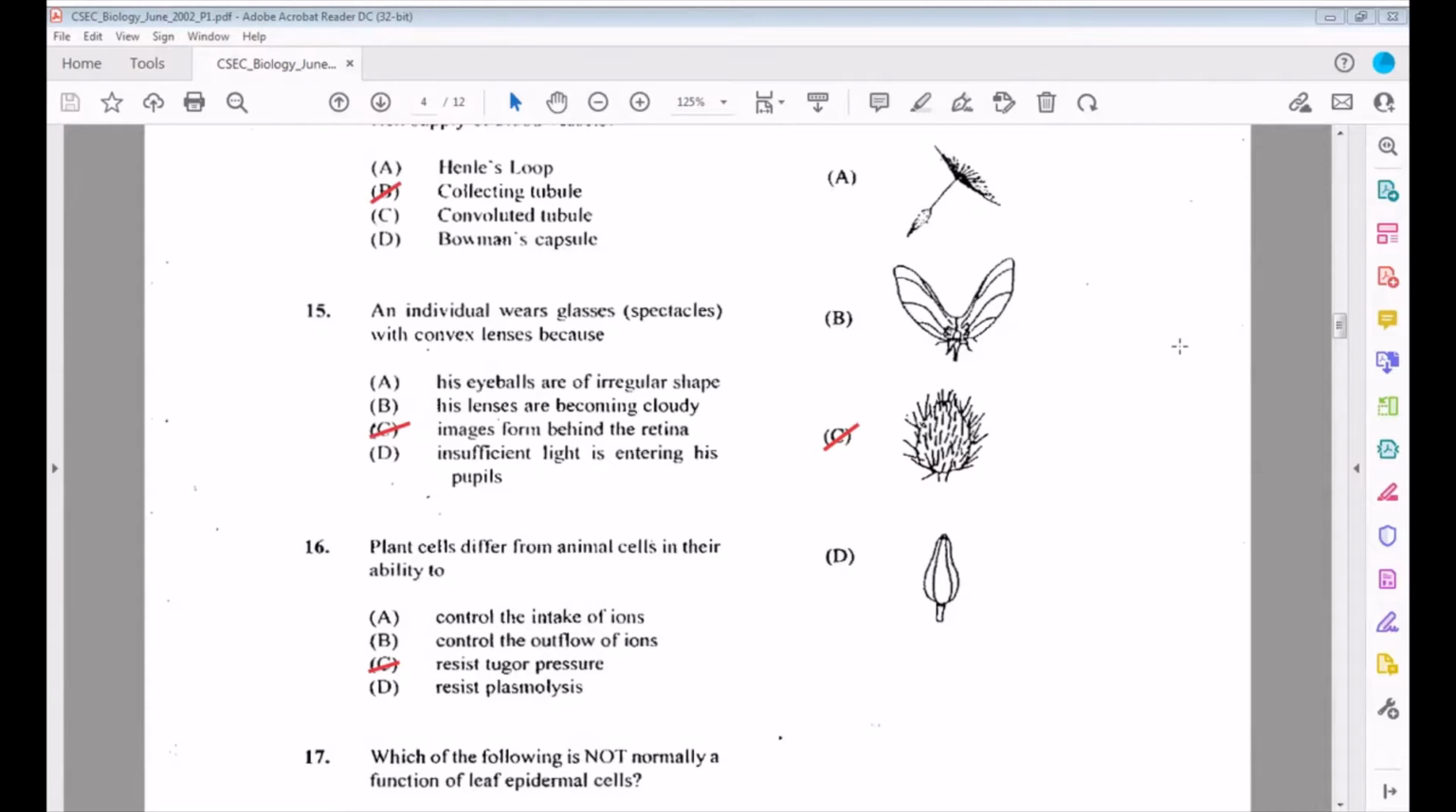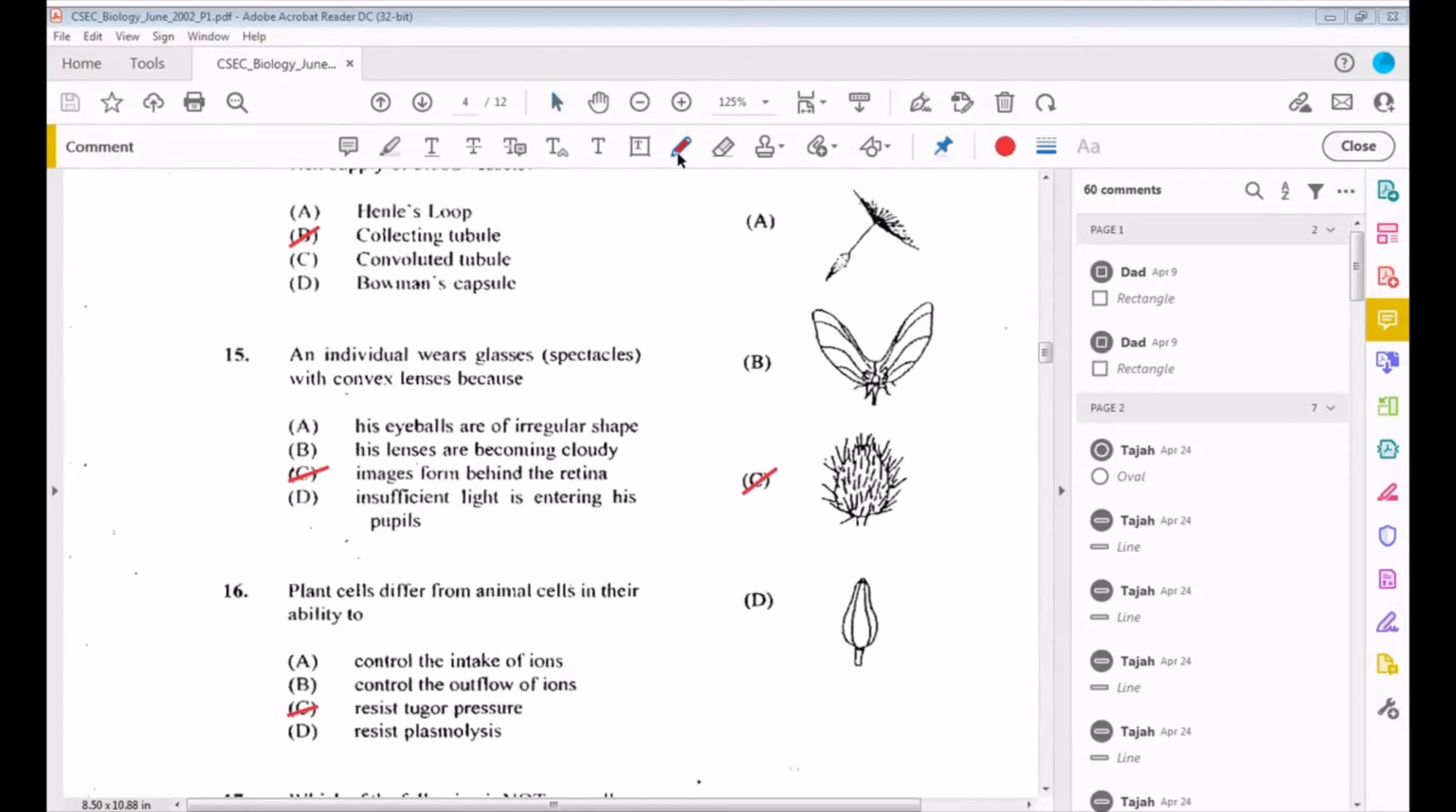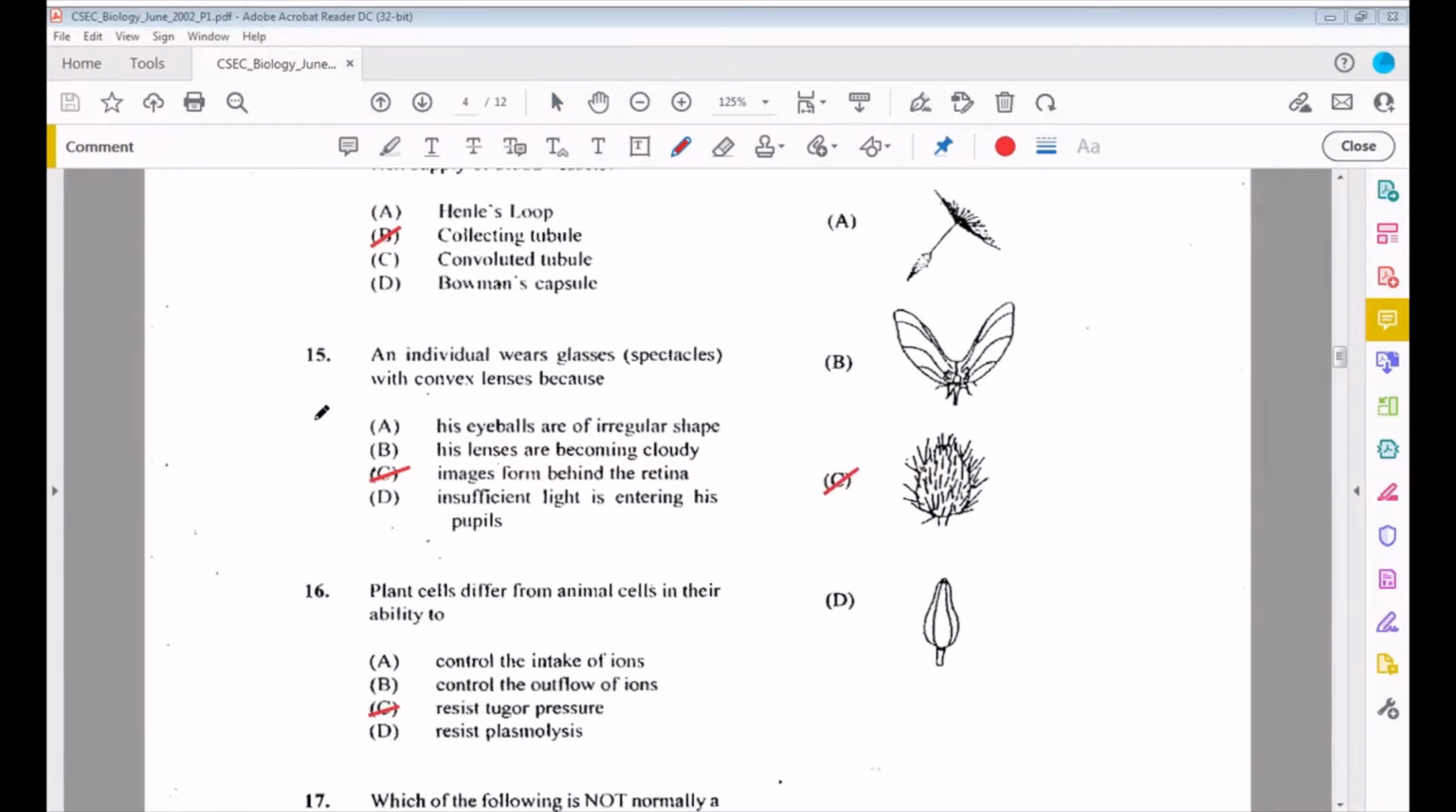So remember the convex lenses. Let me see if I could draw a little something here. The convex lenses we know are shaped like the lens, right? So when someone wears this, what they use this for is to bring light rays together. The light rays coming from near objects, we know, come in at very spread out or divergent angles.